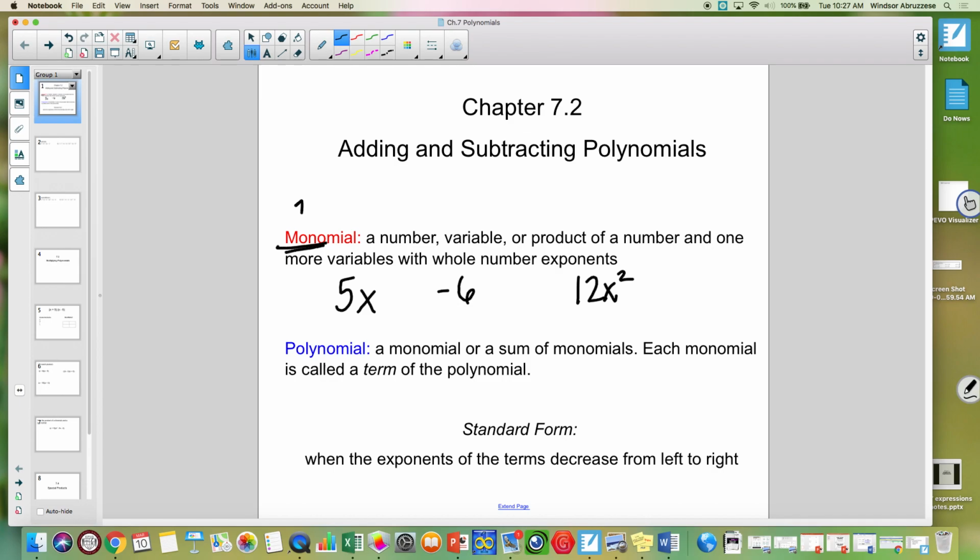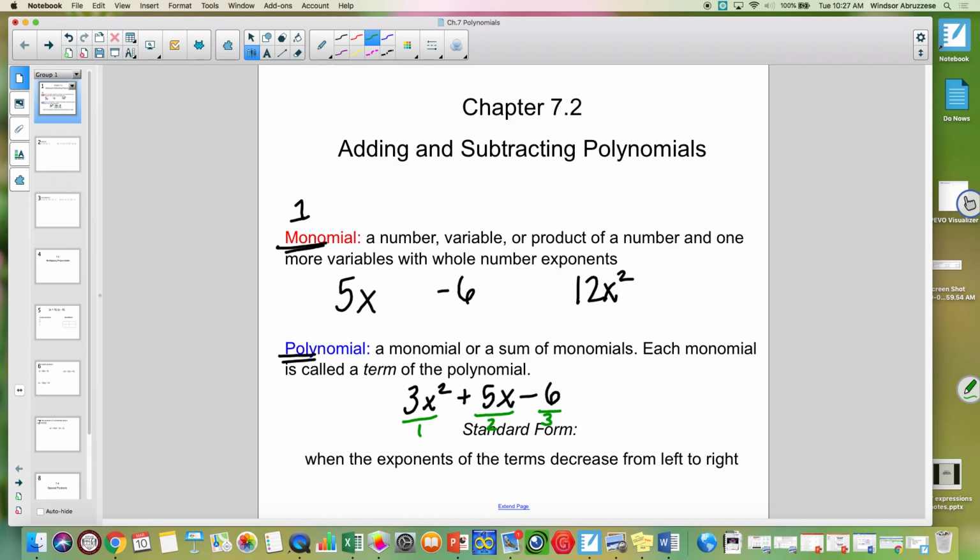Mono means one. A polynomial, poly means many, is a monomial or a sum of monomials. So each monomial is called a term of the polynomial. So a polynomial can look like 3x squared plus 5x minus 6. This is a polynomial because it has more than one term, and each of these monomials are considered terms. So this polynomial has 3 terms in it.